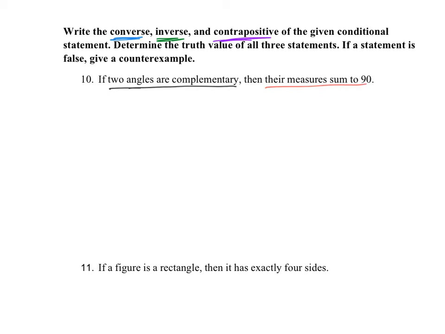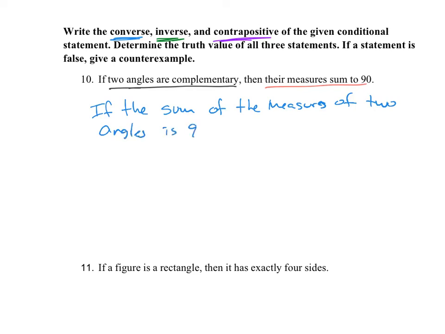So in this case, if the sum of the measures of two angles is 90, then the angles are complementary.